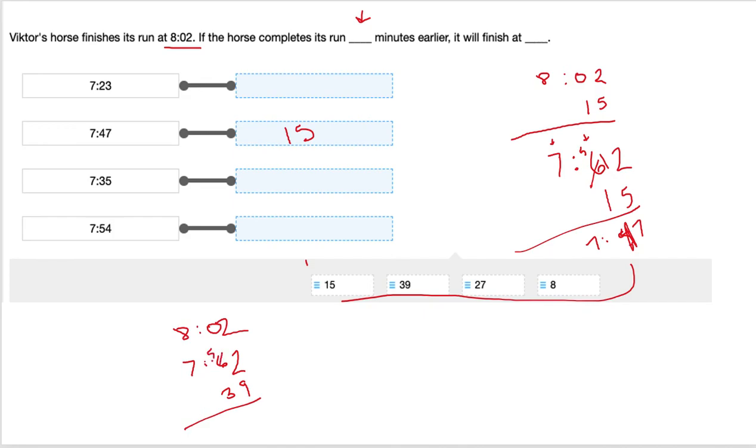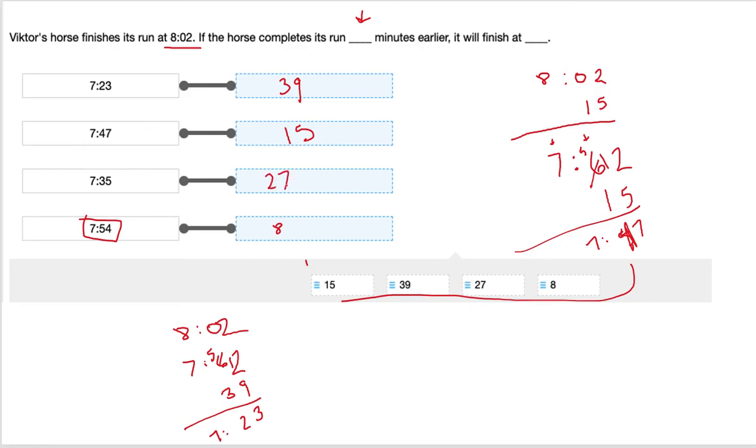So there's no such thing as 7:62. We just write it like that so we can do the subtraction. And we end up with 7:23. So 39 minutes would get us to 7:23. 27 minutes and 8 minutes, I think we can figure out just by looking at it. 8 minutes ago must be 7:54 because that's 6 minutes before 8, which means the 27 must go here.